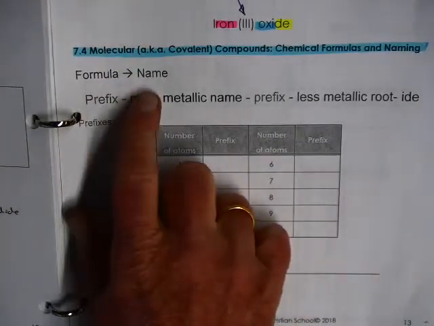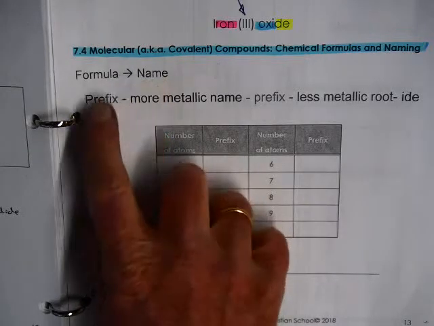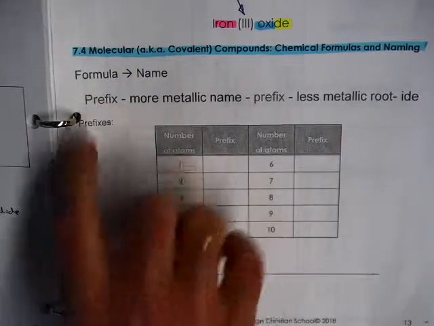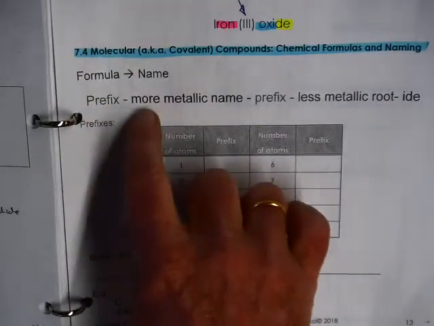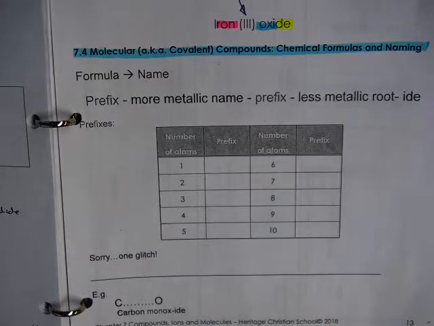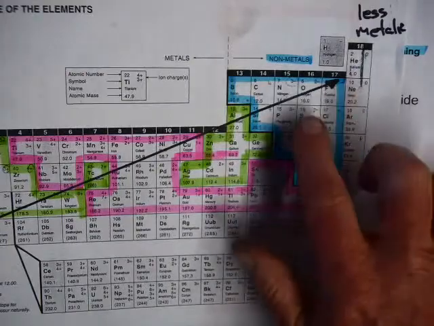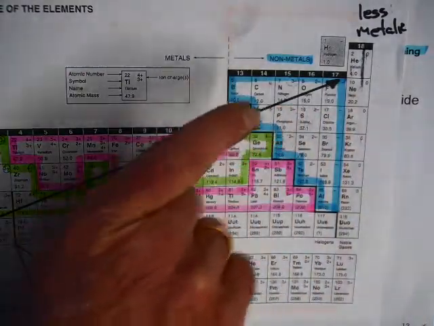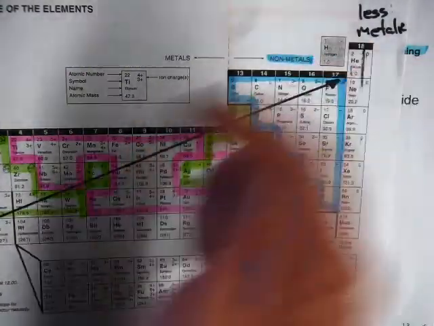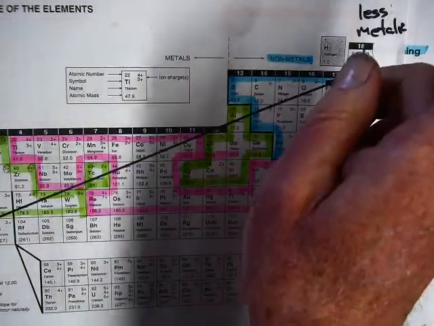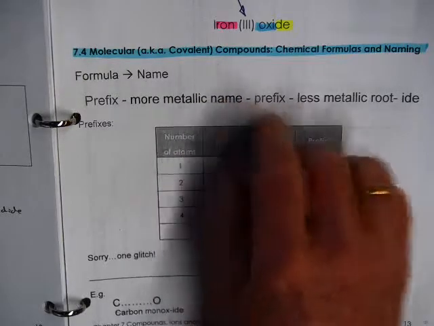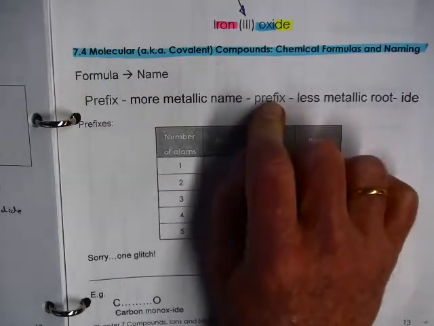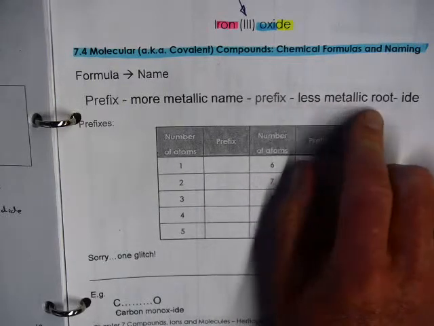Going from a formula to the name, you want to find a name: the prefix, and I'm going to give you the prefixes in a minute. This is a numerical prefix, the more metallic name. So in other words, we're dealing with guys that live in this neighborhood. These are all nonmetals. Remember, this arrow tells you who is more metallic and who is less metallic. So the more metallic name, the next prefix, numerical prefix, the less metallic root in IDE.